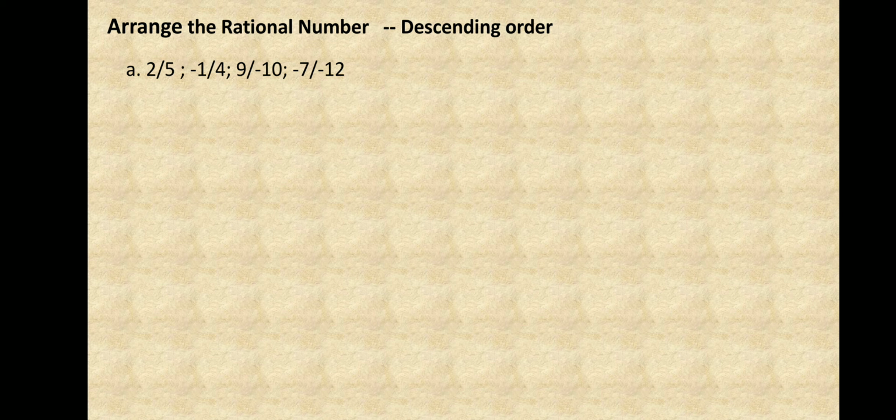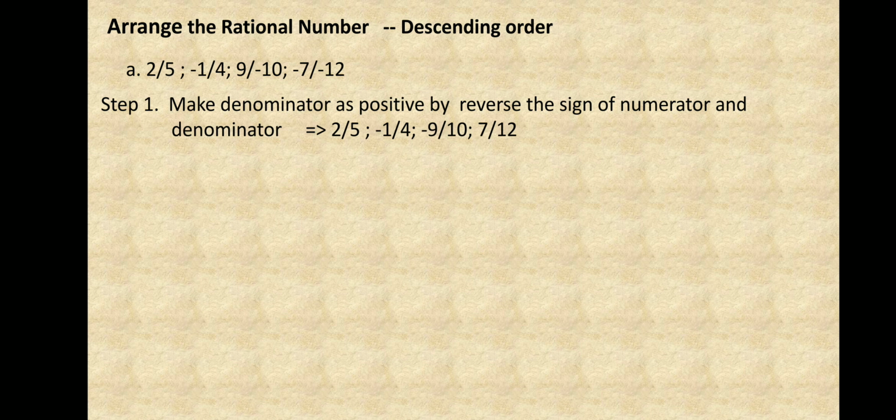Now let's move on with the descending order of rational numbers. You have the numbers over here, which are 2 by 5, minus 1 by 4, 9 by minus 10 and minus 7 by minus 12. So how are we going to arrange this? The first step is to make the denominators positive by reversing the sign of the numerator and the denominator. How are we going to do it? By multiplying by minus 1. So what are the numbers which you get now? 2 by 5, minus 1 by 4, minus 9 by 10 and 7 by 12.